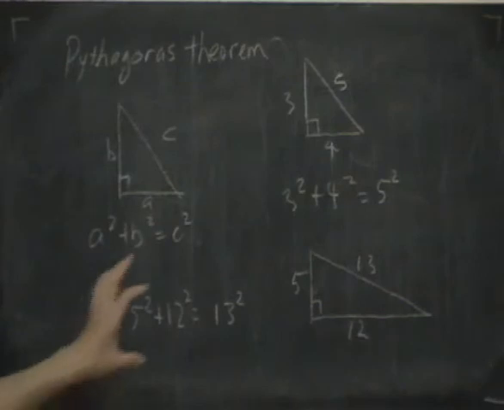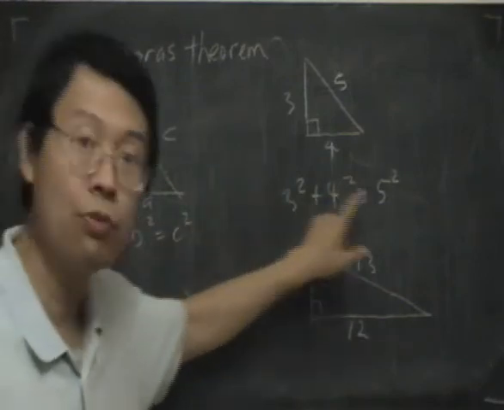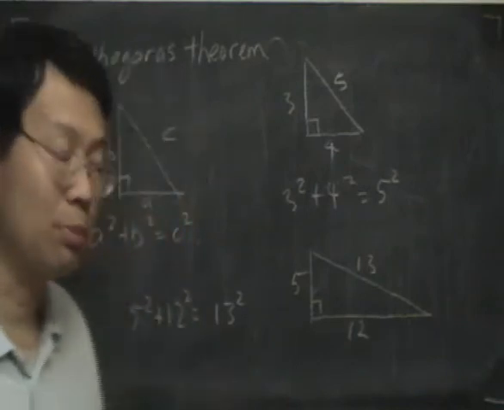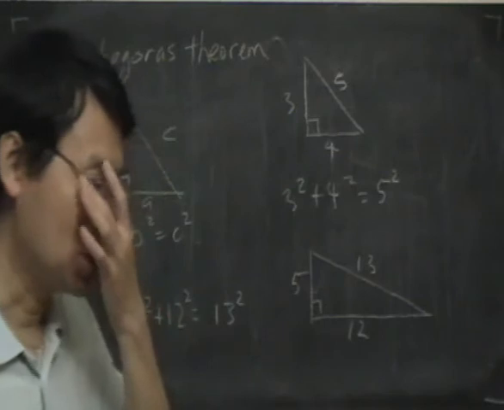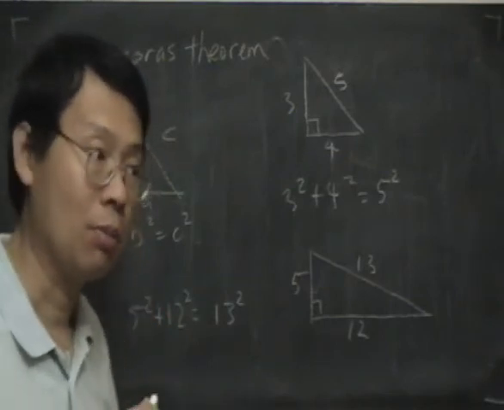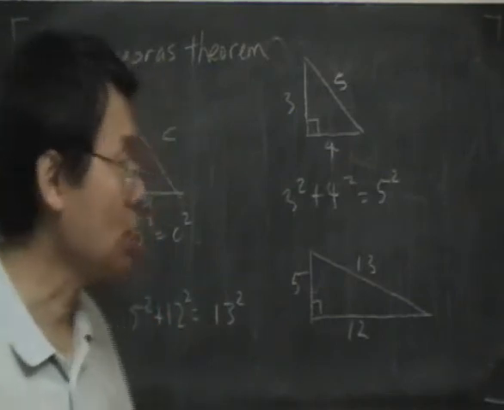And these 2 sets of numbers, especially the 3, 4, 5, which is quite easy to remember, are definitely worth knowing because you see them quite often in mathematics and in physics questions.